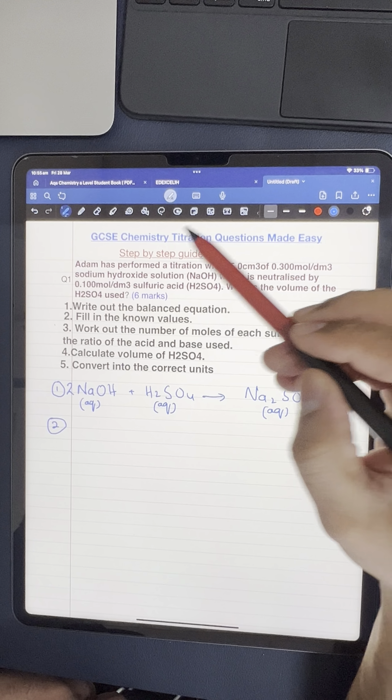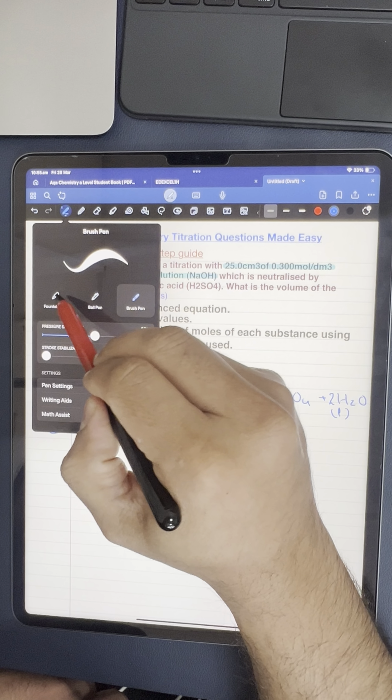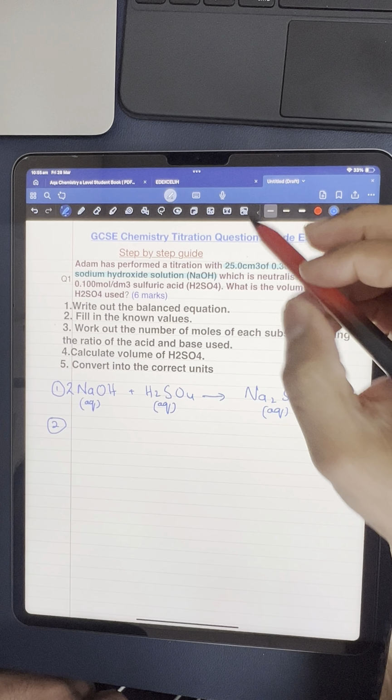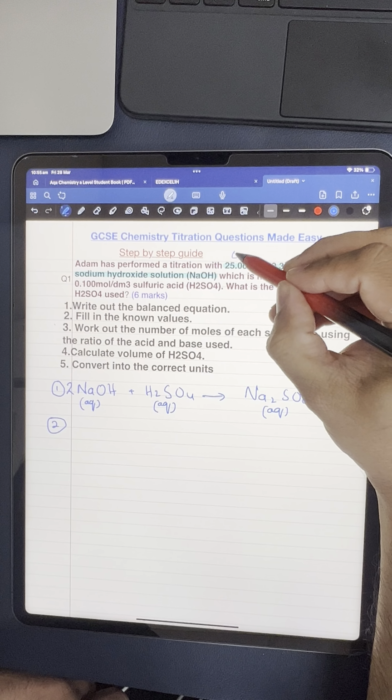Now, what do they mean by known values? If you look at the question, they've given 2 pieces of information of sodium hydroxide. And what have they given you? They've given you the concentration, which is 0.3 moles per dm³, and they've also given you the volume. So let's write that down. They've given you the concentration and the volume. So this is your volume and this is your concentration. I can use this information to work out the number of moles of sodium hydroxide.